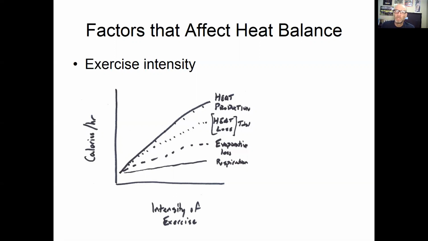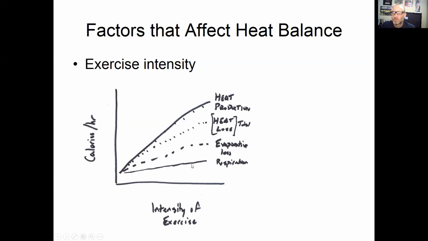One, how well we can get rid of the heat from a body mechanism, or what the environment is like. So this dotted line represents heat loss, and this says total here. So total heat loss. And here, this is evaporative loss. This would be sweat rate. So as we exercise harder, we sweat more. I'm telling you something you already know.